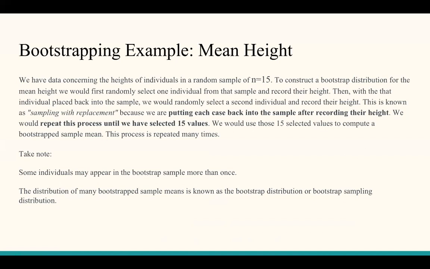So you don't want to go over n or under n, you want to keep n the same. We use those 15 values to compute a bootstrapped sample mean. And then you just repeat that process several times. Some things to take note of here: individuals can appear in the bootstrap sample more than once. That's very important. Just because you see a number only once in the original sample, you could see that number several more times in the bootstrap sample. The distribution of many bootstrap sample means is known as the bootstrap distribution, or the bootstrap sampling distribution. Similar to the other sampling distribution, this one is called the bootstrap sampling distribution.